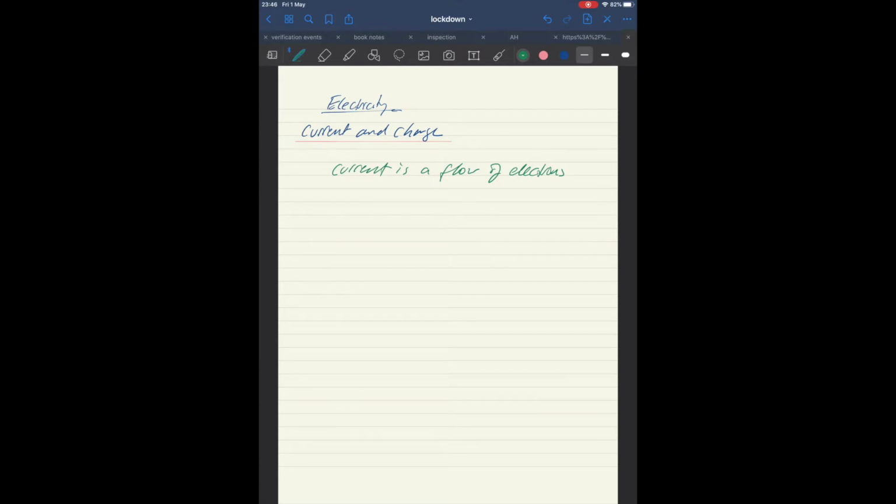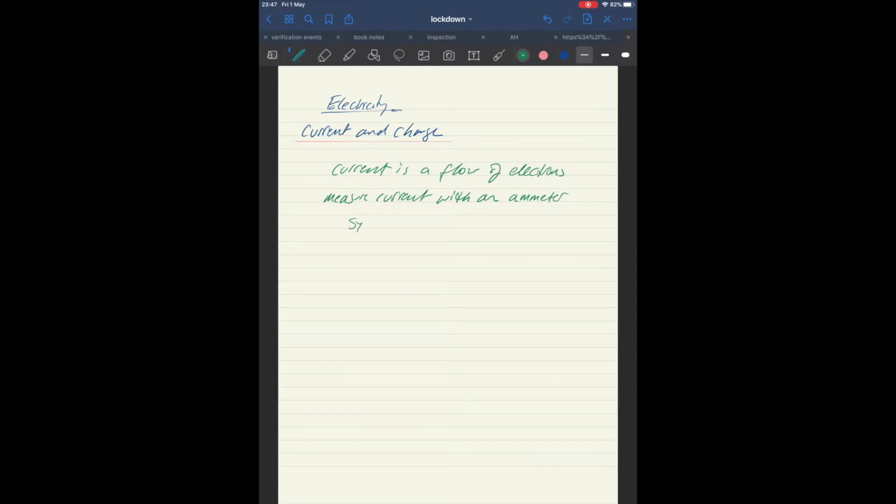Now we don't deal with electrons, we deal with groups of electrons called coulombs, but we'll come back to that in a second. Coulombs are charge, but you measure current with, and who can remember? Try and remember. Okay, an ammeter.